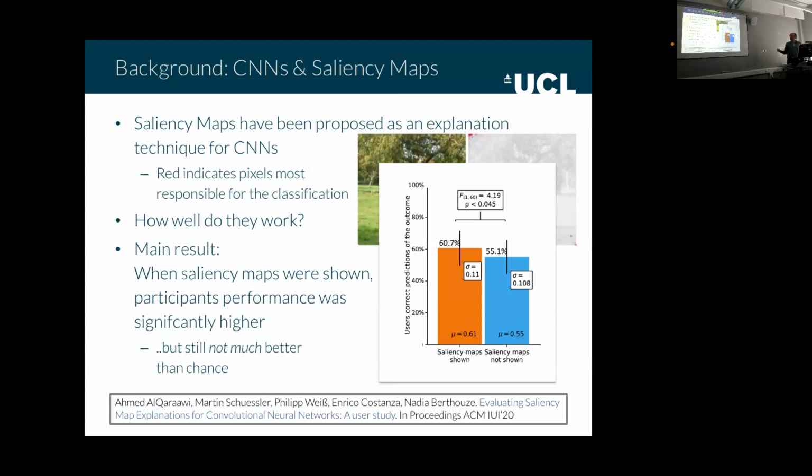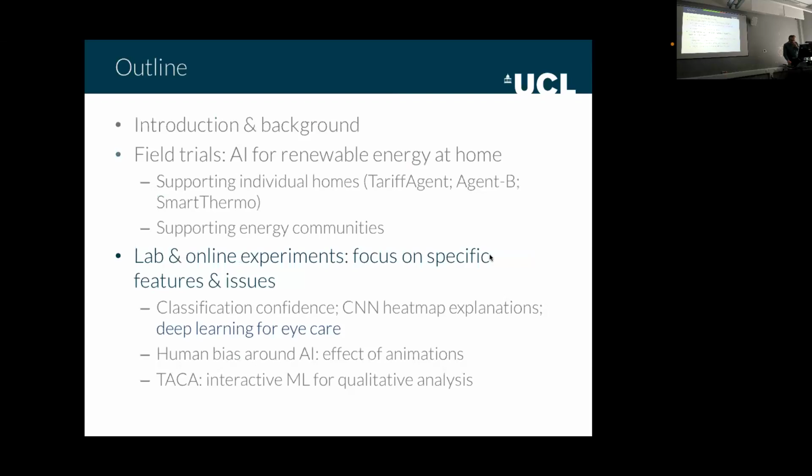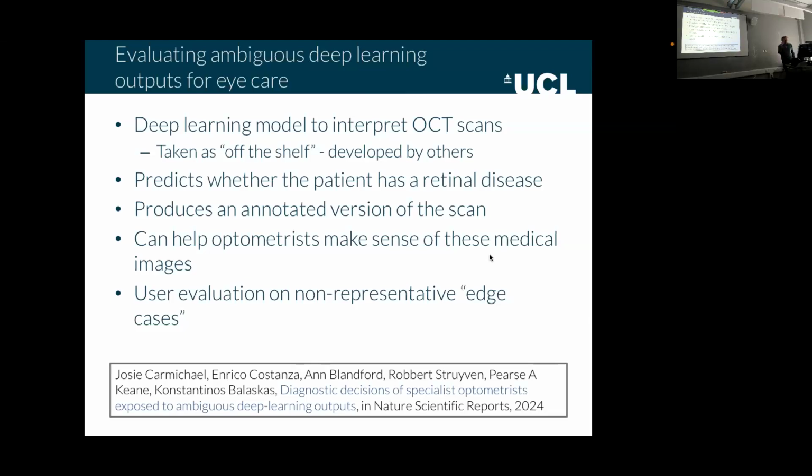I should say this work was in collaboration with Nadia, because it was part of the PhD work of Ahmed Al-Karawi and Martin Schussler. Ahmed we co-supervised. I'm running out of time, but I hope I will have time to tell you about another PhD student who's actually here.